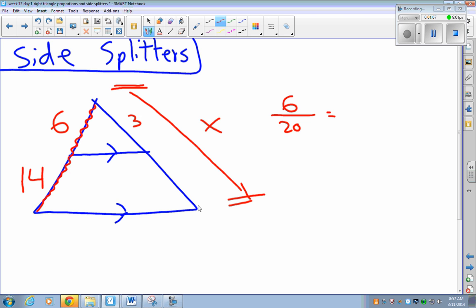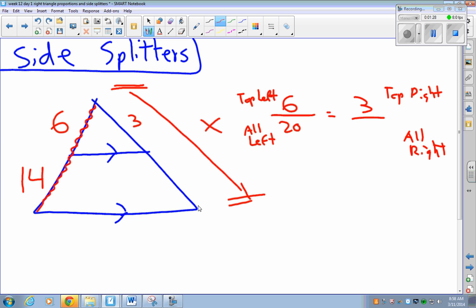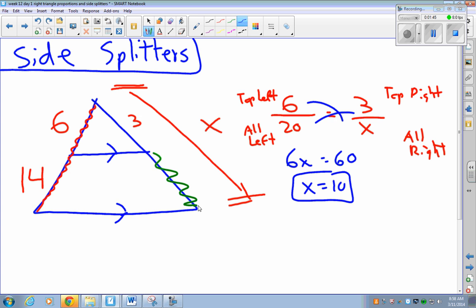Now, since I did top left over all left, I better do top right over all right. Top right is 3. All right is x. So instead of using this little small bottom right, which I don't have, I'm going to use all of the right. When you solve that, you should get 6x equals 60, x equals 10. Okay? So that's one way to solve that piece.